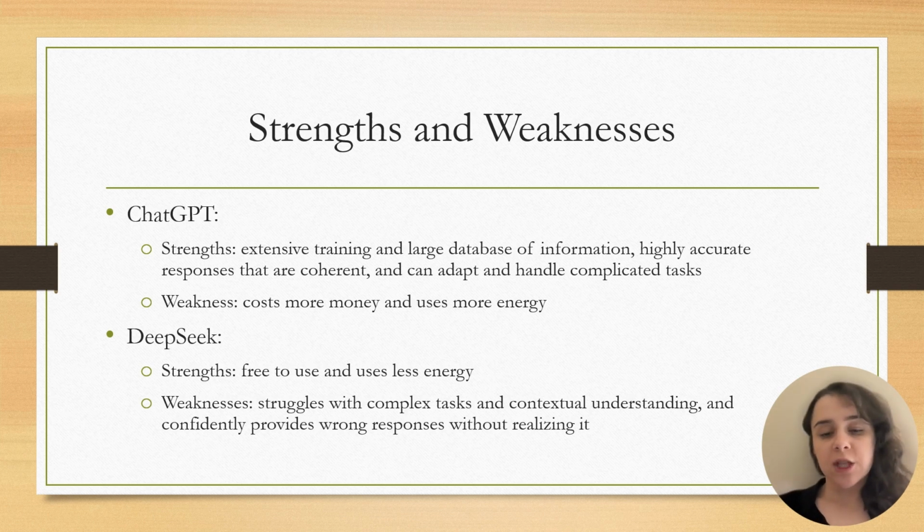For strengths and weaknesses, ChatGPT's strength is that it has extensive training. It also has a very large database of information. It's highly accurate and coherent in its responses, and it can adapt to complicated tasks very easily. The weakness is that it costs money and it uses more energy. Now for DeepSeek, the strength is that it's free to use and it uses less energy, but its weaknesses are that it struggles with complicated tasks, it has a hard time understanding context, and it will confidently provide the wrong response without realizing that it's not accurate.